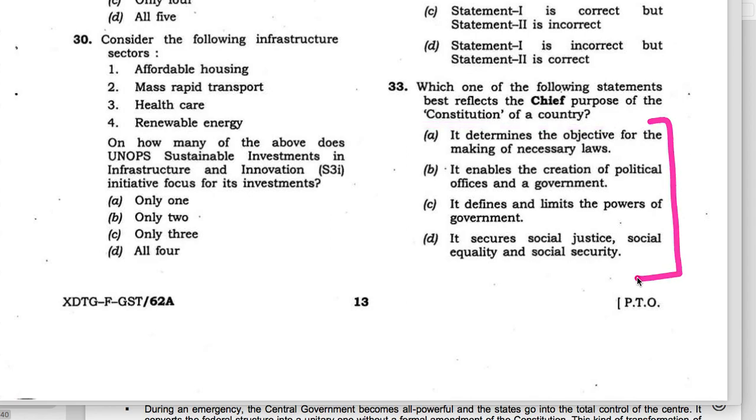Four statements are given. First, that it determines the objective for making necessary laws. This is wrong. It enables creation of political offices and government. It is wrong. It secures social justice, social equality, and social security. It is wrong. Chief purpose is that it defines and limits the power of the government.